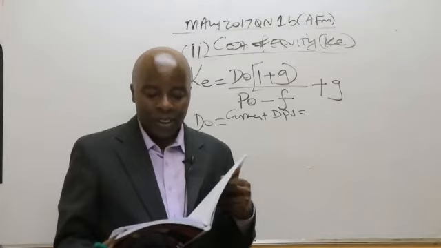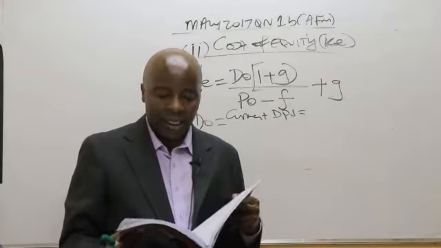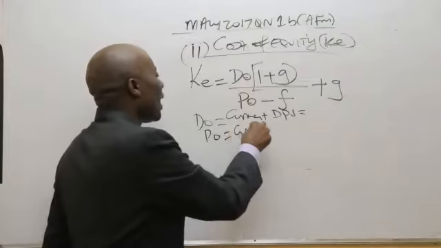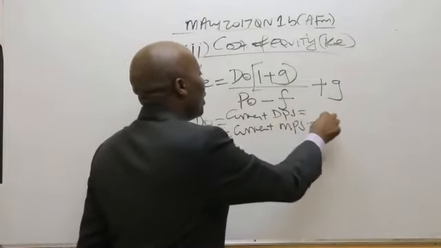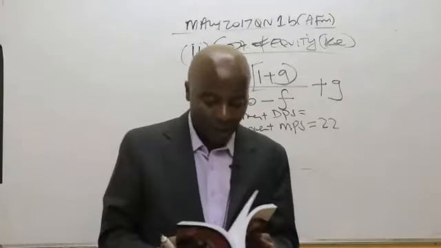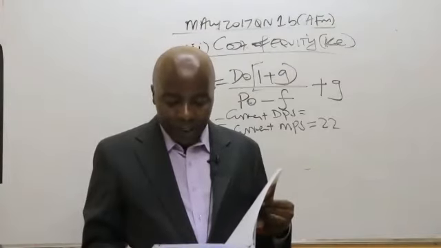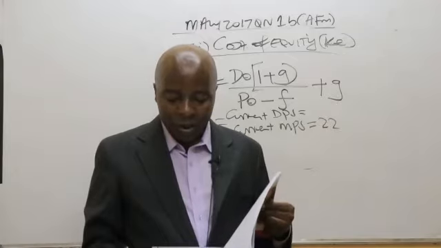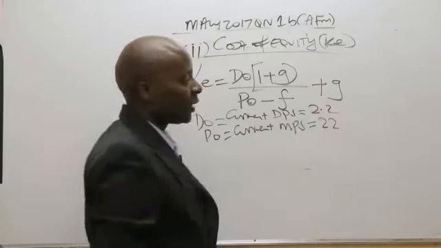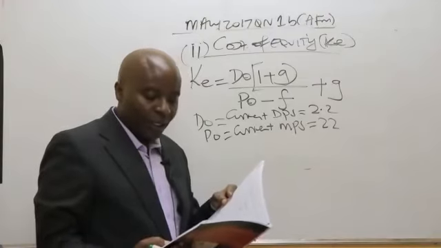They have told us the company's corporate tax rate is 30%. The current market price per share is 22. Current market price per share is PO. PO is the current market price per share, which happens to be 22. And if you read this very keenly, they're telling us, ladies and gentlemen, that the last dividend on equity shares was paid at 2.2. So DO equals 2.2.